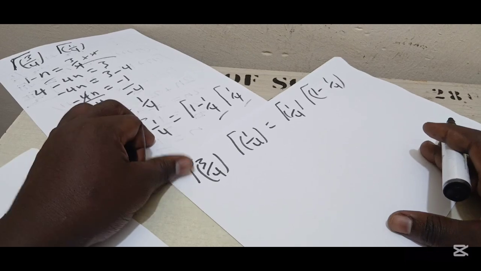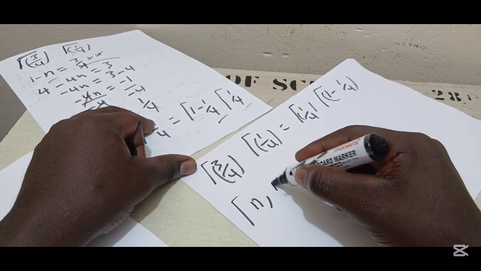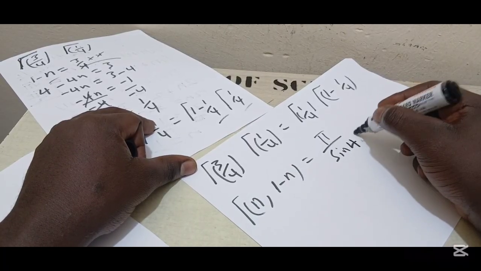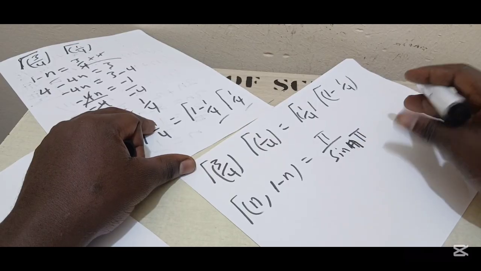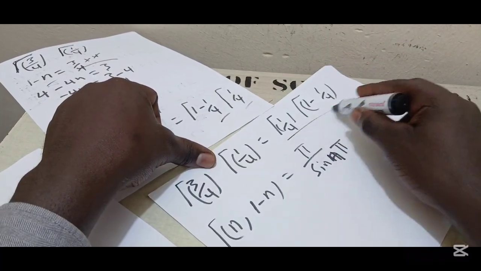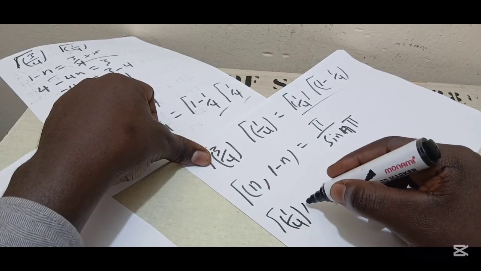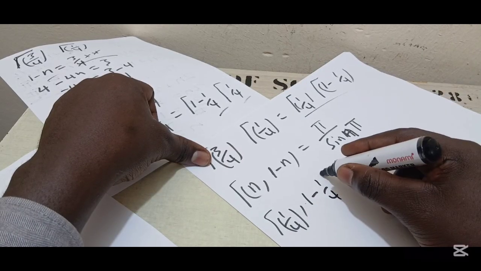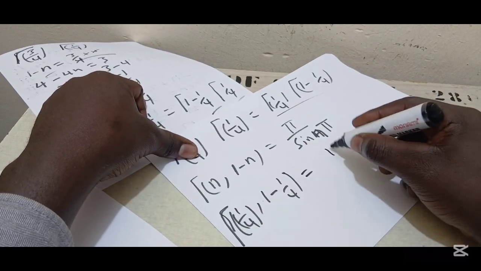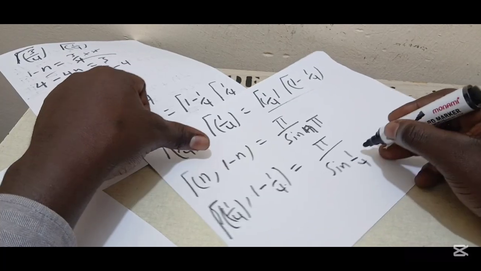So this is the problem, right? You can just go ahead and use Euler's formula. Gamma n times gamma 1 minus n gives you pi on sine n pi. Comparing this to this, you know your n to be 1 on 4. So this is gamma 1 on 4 times gamma 1 minus 1 on 4, equal to pi all on sine n pi, where your n is 1 on 4.